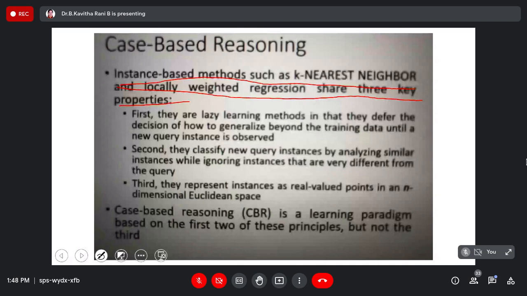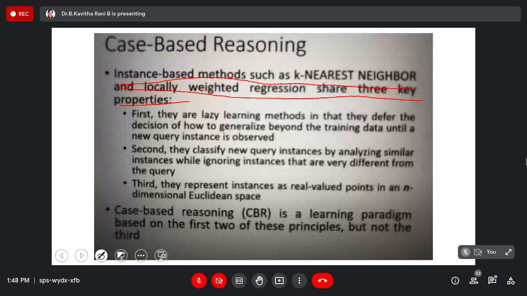So in instance-based methods, till now we have seen the previous techniques, k-nearest neighbor and locally weighted regression. These are all instance-based methods. Instance-based methods such as k-nearest neighbors and locally weighted regression share three key properties. First, they are lazy learning methods in that they defer the decision of how to generalize beyond the training data until a new query instance is observed.